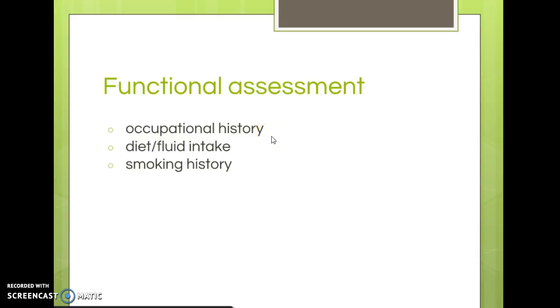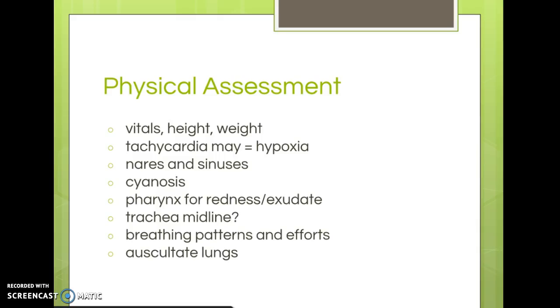Also, we'll talk about what's commonly referred to as coal miner's lung. So different things can affect the respiratory system depending on your occupation. Diet and fluid intake, and then smoking history. And so again, smoking history is part of your functional assessment, kind of like the occupation, whereas exposure to secondhand smoke would be more history related.